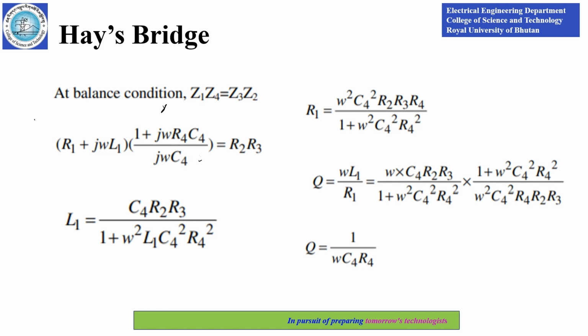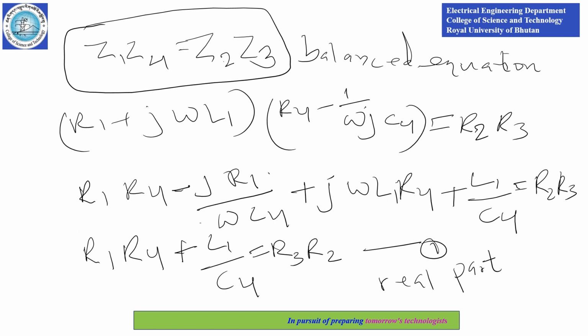We also have something called the quality factor. Quality factor is denoted by Q, and it is given by Q equals omega L1 by R1. We can also say that the quality factor is the ratio of inductive reactance divided by the resistance. So we are going to derive the equations for the values of R1 and L1.